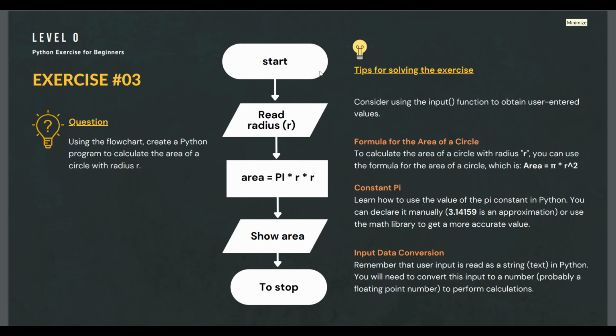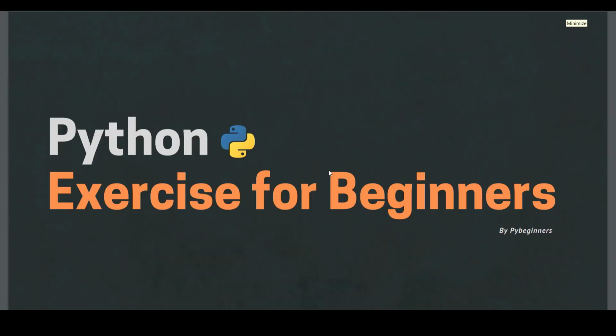Looking at this flowchart, this program, I can see it's a very easy program. And for the tips, there is the formula of area. As we can see, area is equal to pi into r into r. We also have the value of the constant pi. So now I have my question, I have my flowchart, and let me jump into VS Code and start solving this program itself.